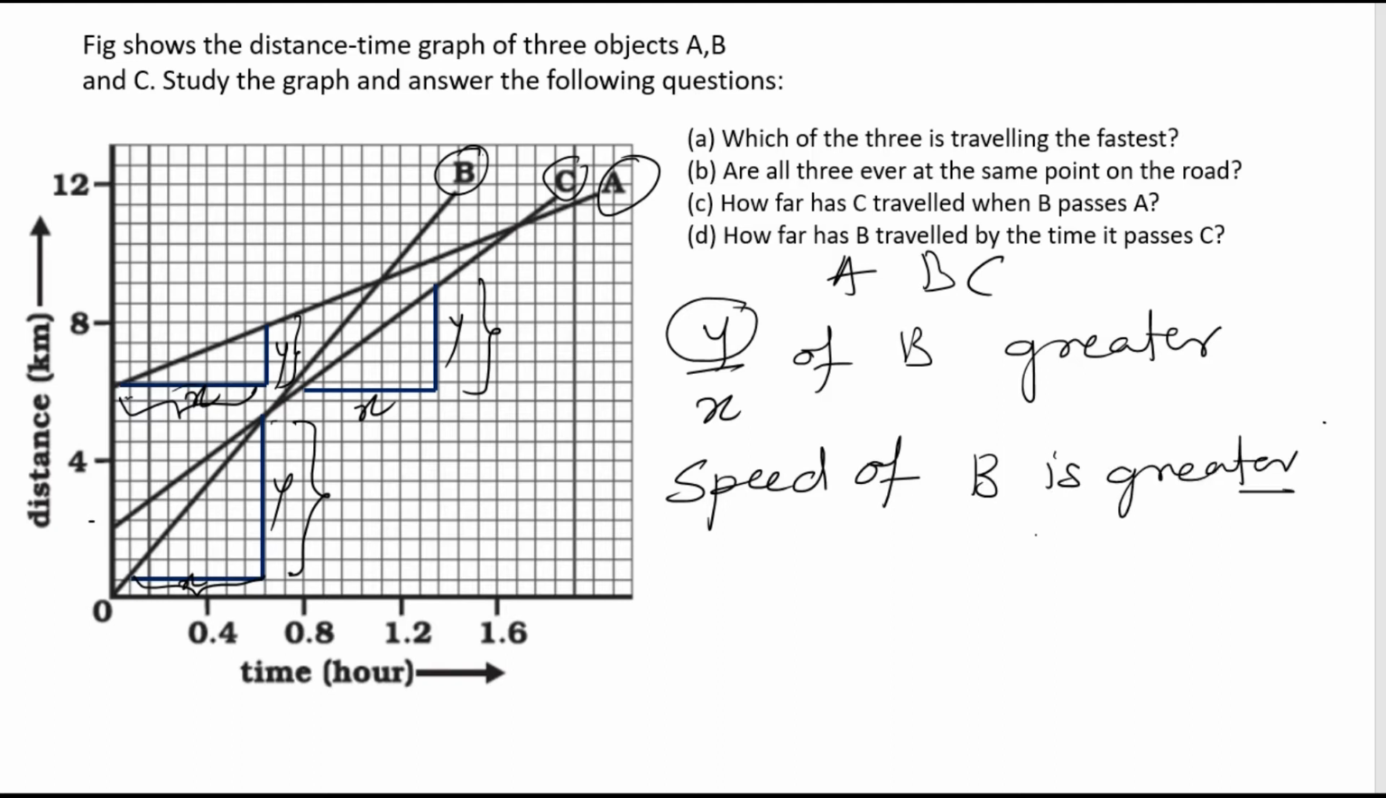The reason we did so much explanation in this question is to understand and recall that the slope of a distance versus time graph is speed. Otherwise, just by looking at the graph you can tell, okay, it's at more height, so the y value is more, and therefore it's easy to see that B is at higher speed.